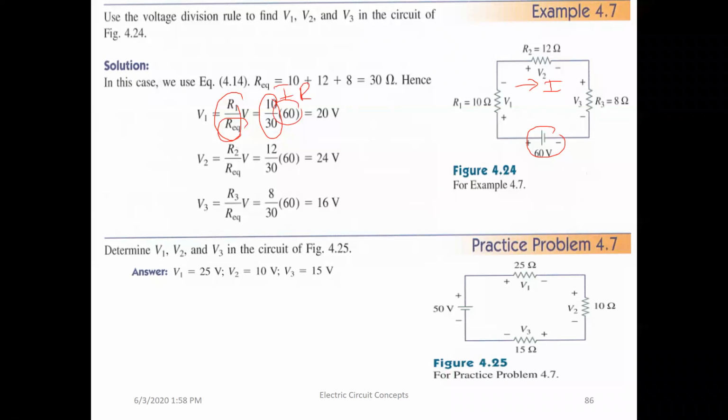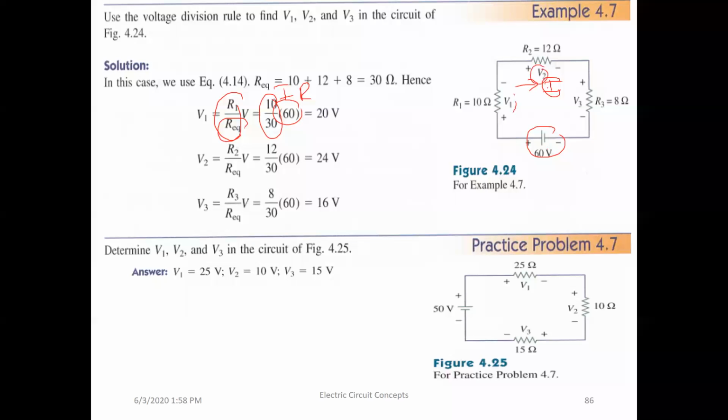And the same thing for V2. So V2 will be V over the total resistance, which will be I, then I times R2. So again, as I mentioned earlier, voltage division is derived from using Ohm's law twice across the segment. First time, we find I, which is V over RT or R equivalent. Then the second time, we apply Ohm's law to find V1 and to find V2.